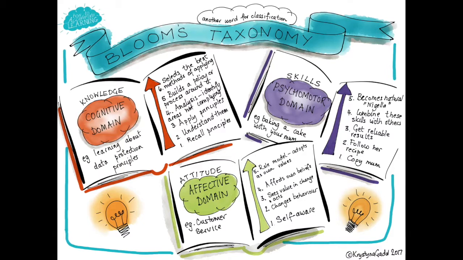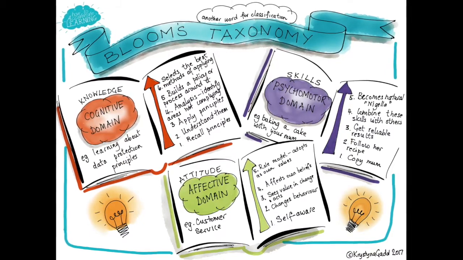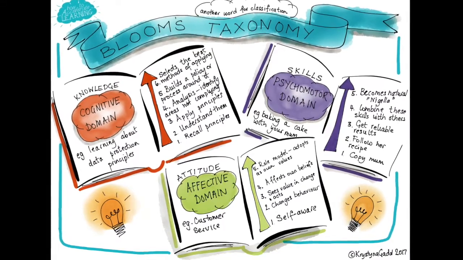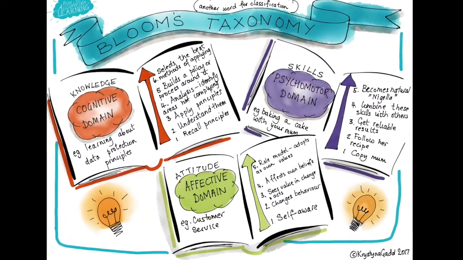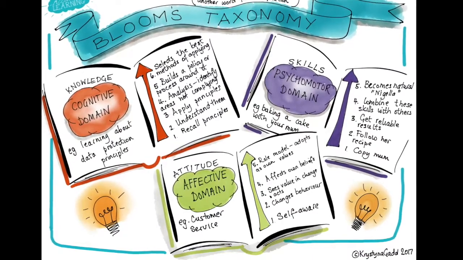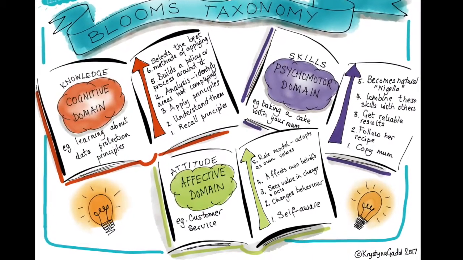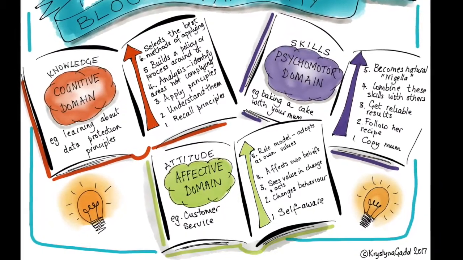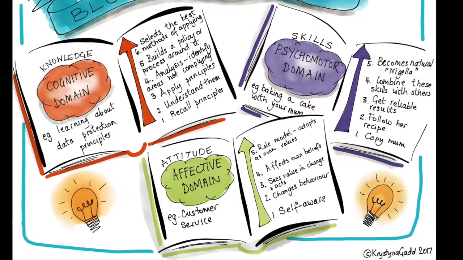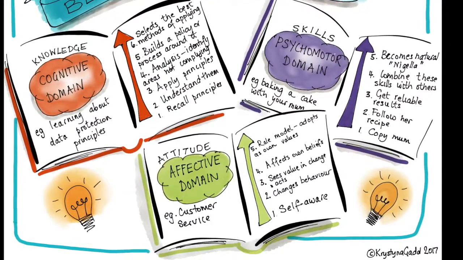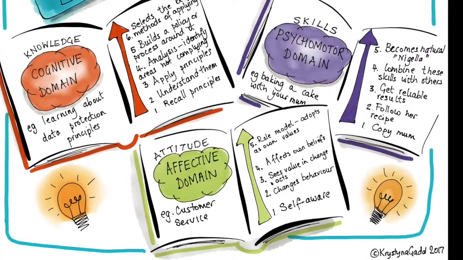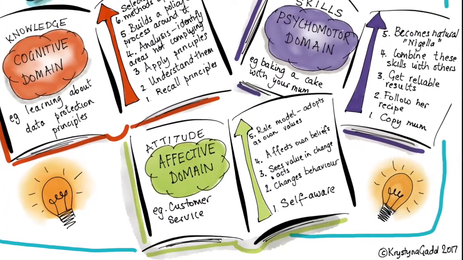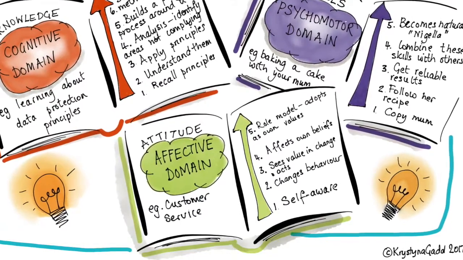The third and final domain is the affective domain, and this is to do with attitude. And I'm going to use the example of great customer service to illustrate this example. At the lowest level, you would expect people to be just aware of their own attitudes, so that's self-awareness. At the next level, at a deeper learning, they would be changing some of their behaviour. At the third level, they would see value in that change and act.